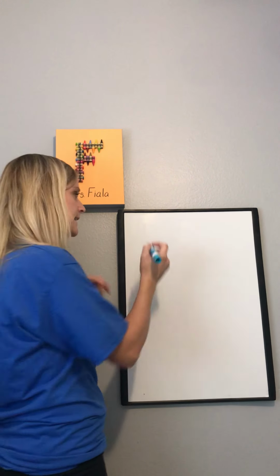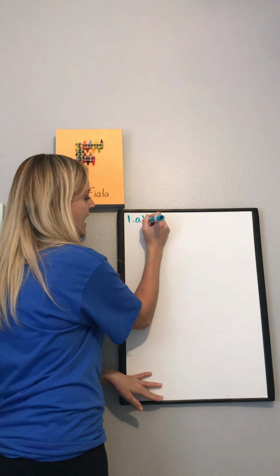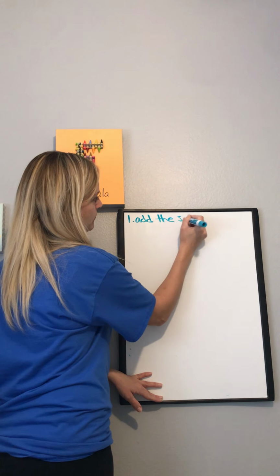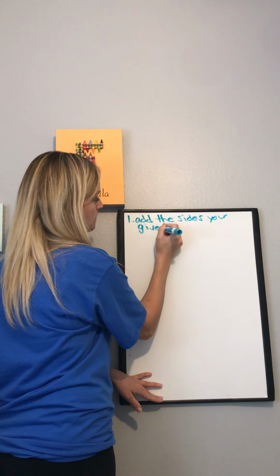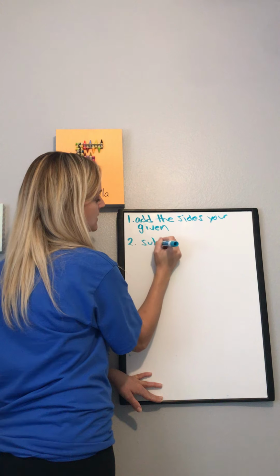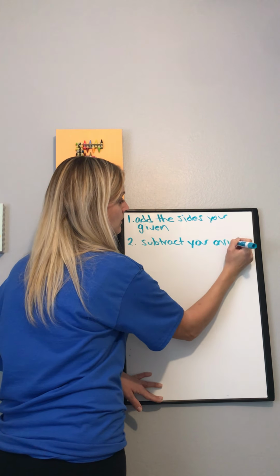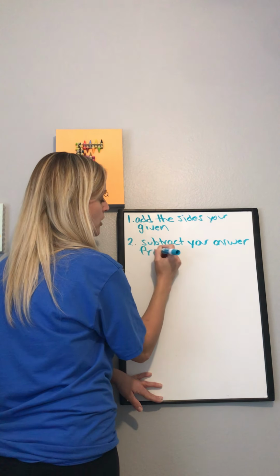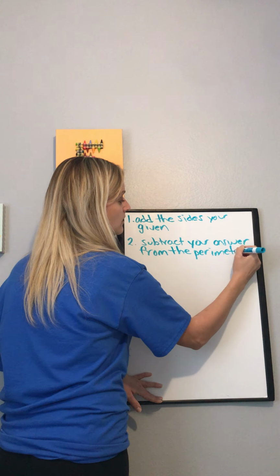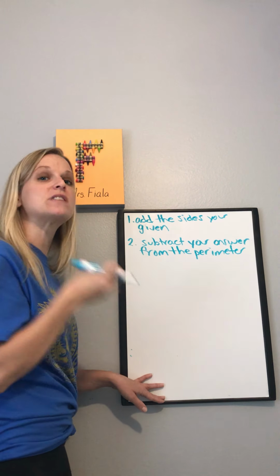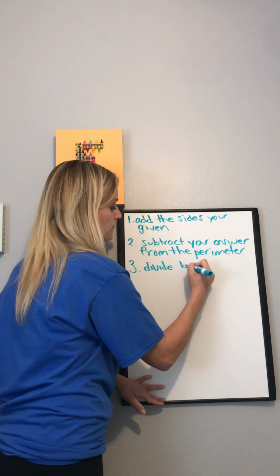So remember, finding the missing side length when you're given the perimeter. Step 1, add the sides you're given. Step 2, subtract your answer from the perimeter. And some of you give that as your answer. You stop there, but there's that third step. The third step is to divide by 2.